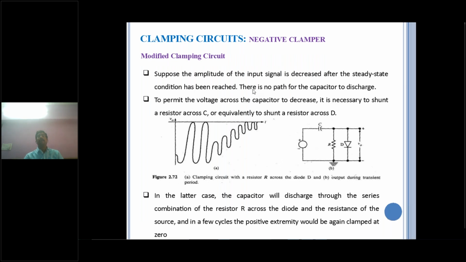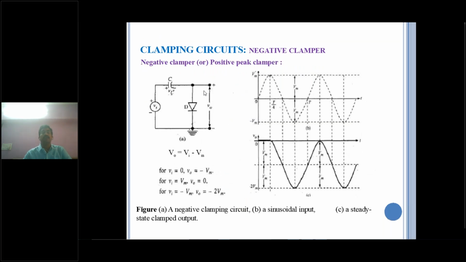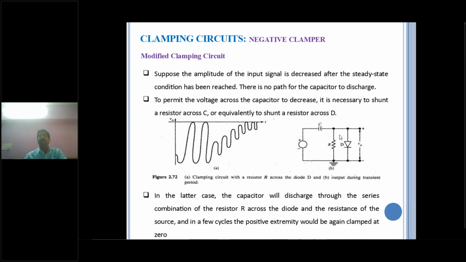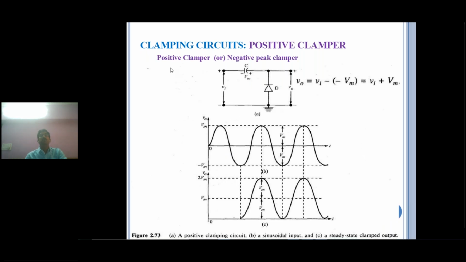Similarly, the modified clamping circuit. Previously I said that the capacitor voltage Vc equals Vm, which is constant, because no discharging path is there. Now whenever you provide a discharging path with a resistor, when the input voltage is less than the capacitor voltage, the capacitor has to discharge through the resistor. Then you have to see how the output waveform varies. And next, the positive clamper circuit or negative peak clamper circuit.